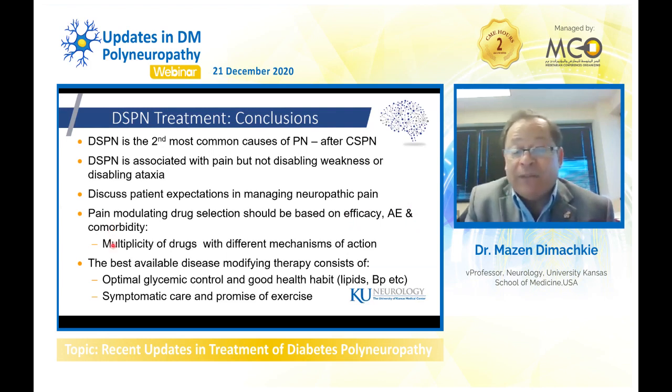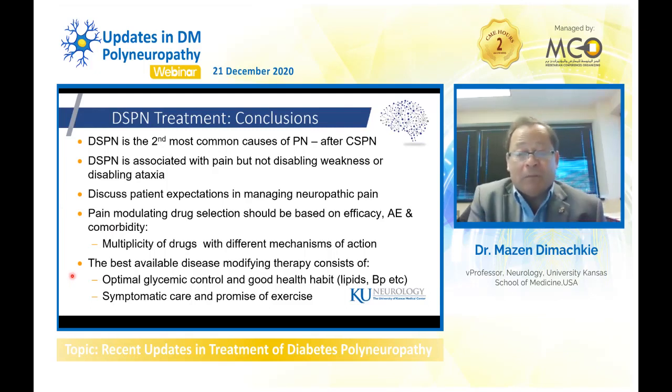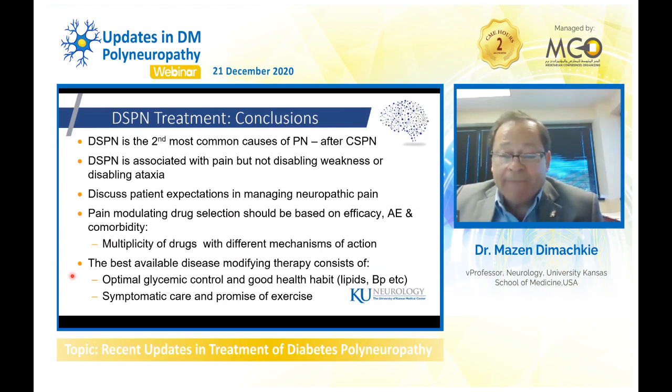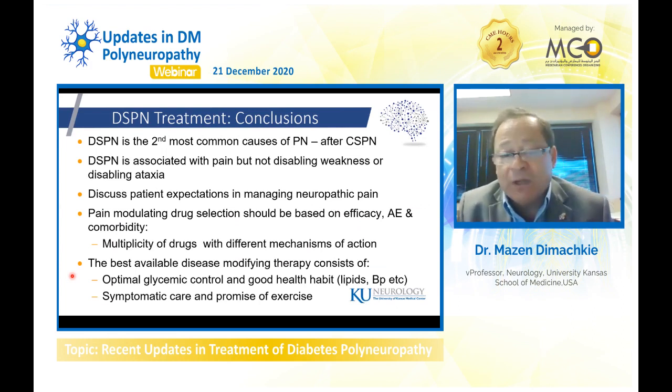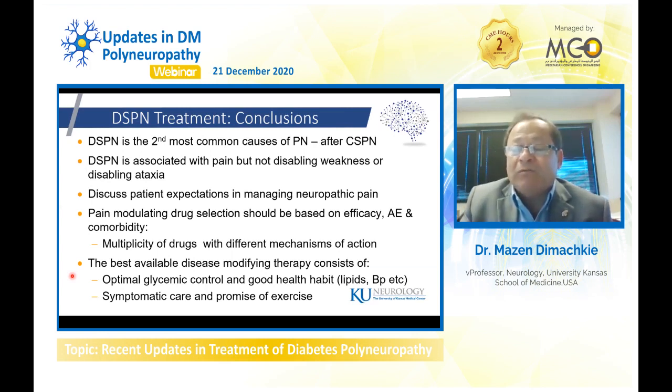So we have the advantage of multiple drugs with different mechanisms of action. For the time being, for people with diabetic painful neuropathy, optimal glycemic control is important. Good health habits, lipid control, blood pressure control, and not drinking alcohol are important. Then symptomatic care, which we talked about with pain modulating drugs, and physical therapy. I think there's promise that physical therapy and exercise are going to be the way to go while we're waiting for more disease-modifying therapies to become a reality.